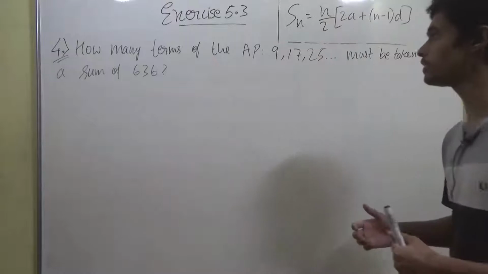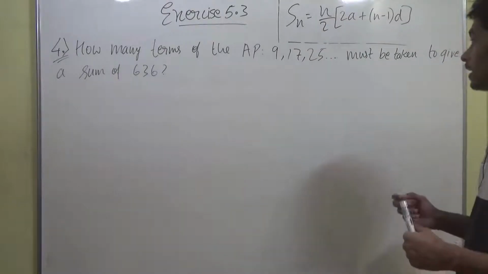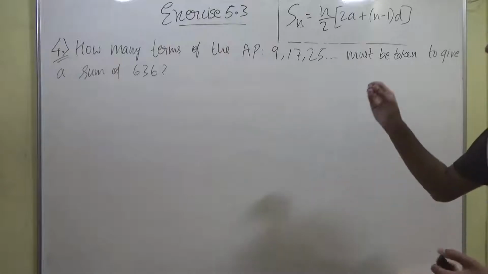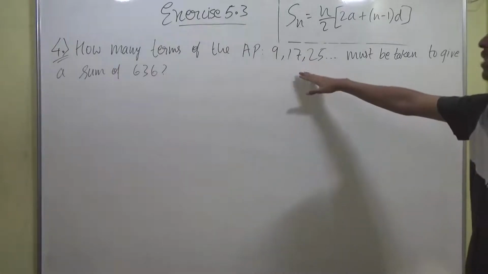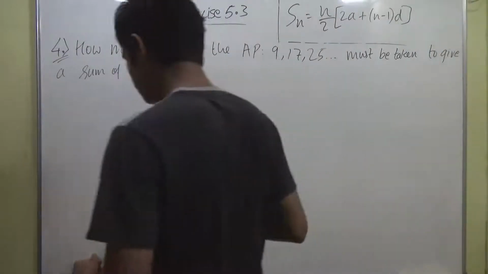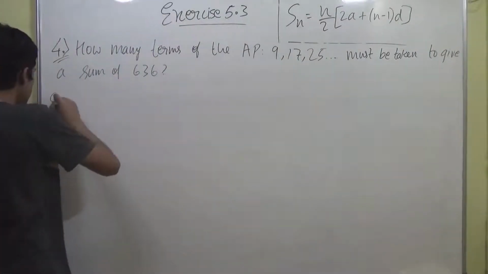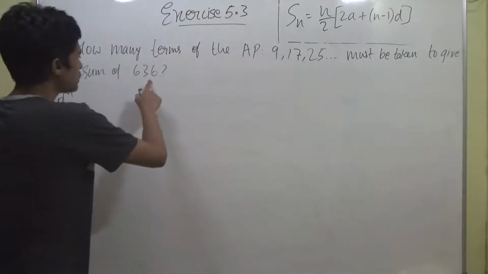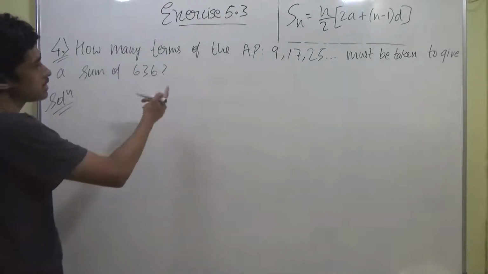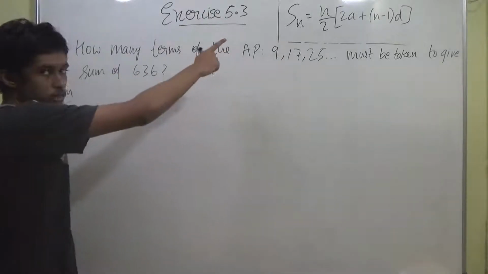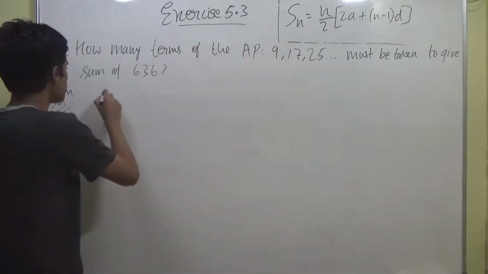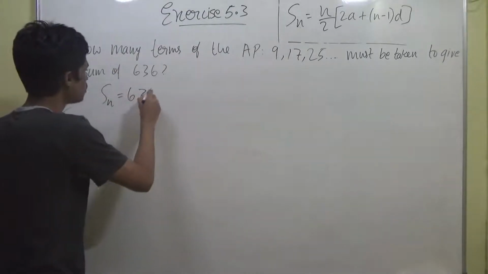Let's read question number 4, which says: how many terms of the AP 9, 17, 25 and so on must be taken to give a sum of 636. This question is completely based upon this formula, as you can easily get to know. They have given us S of n as 636, because they said must be taken to give a sum of 636. So in that formula, in place of S of n, we'll be putting the value 636. First let's write it down. S of n is 636.